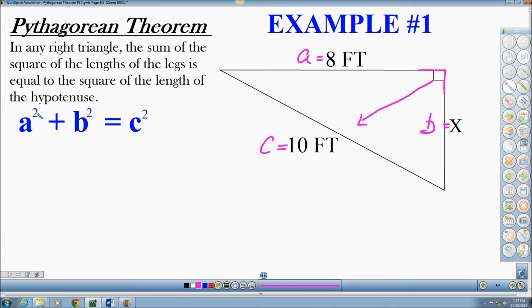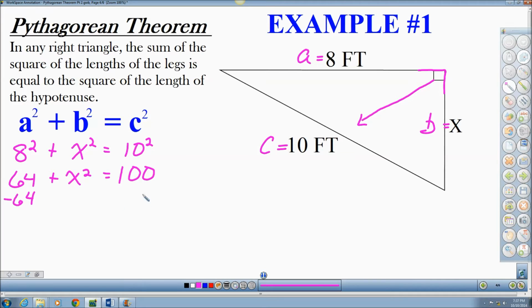With that said, we have A is 8 feet, so I'm going to have 8 squared plus B, which is now going to be x squared. And then side C is 10, so I will have 10 squared. 8 squared makes 64. Once again, x just stays x squared, and 10 squared makes 100. Well, now I got to isolate this variable x. I got to get it all by itself. So that means that I got to get rid of adding this 64 here. Well, the only way to get rid of adding 64 is to subtract 64. So I'm going to subtract 64 from both sides.